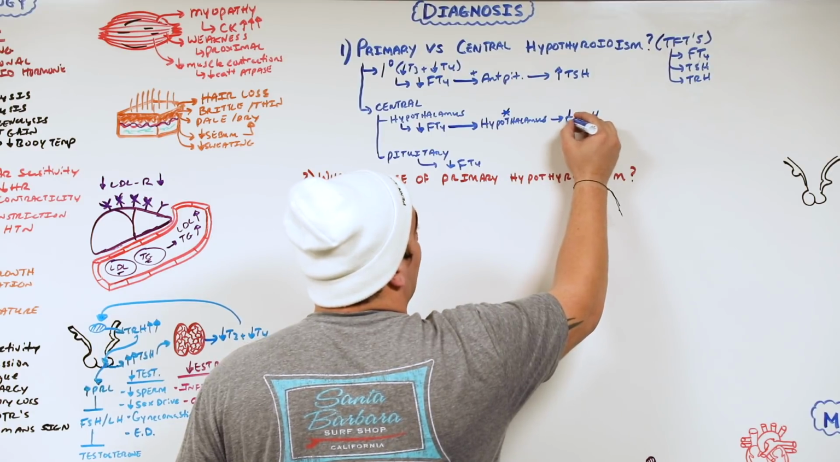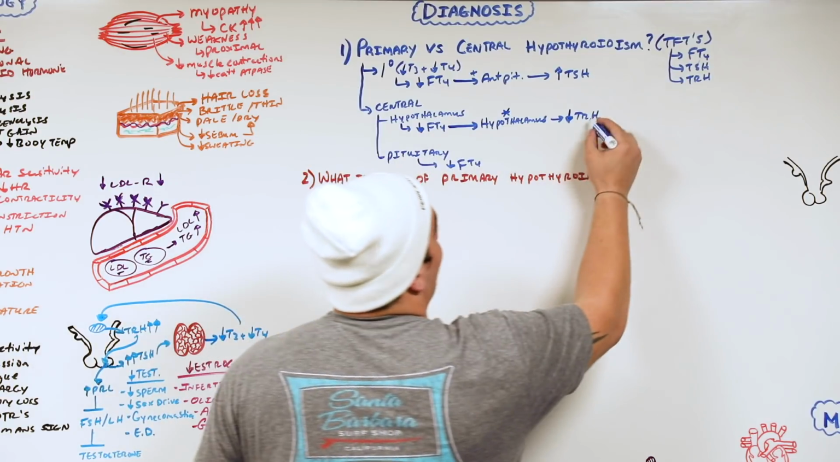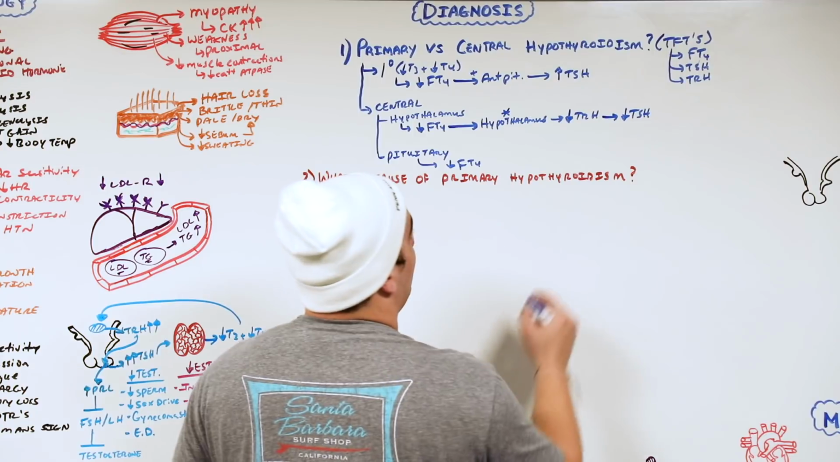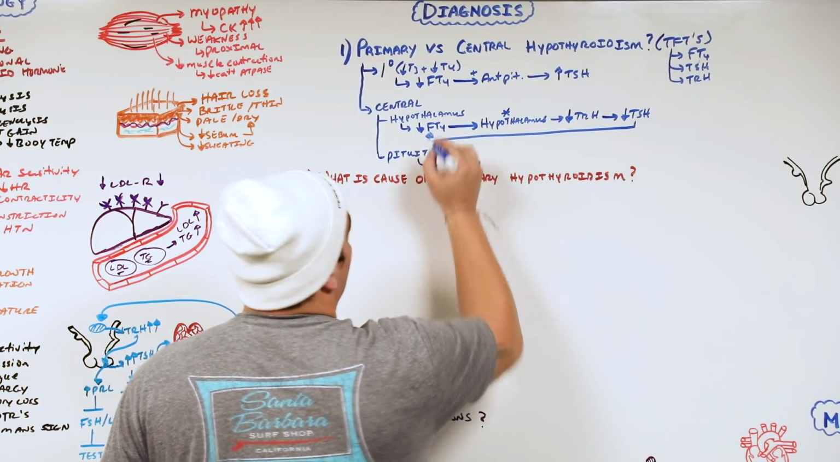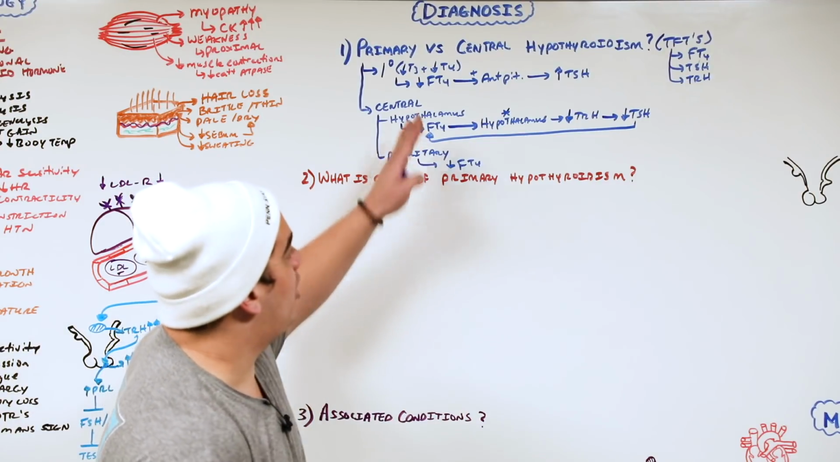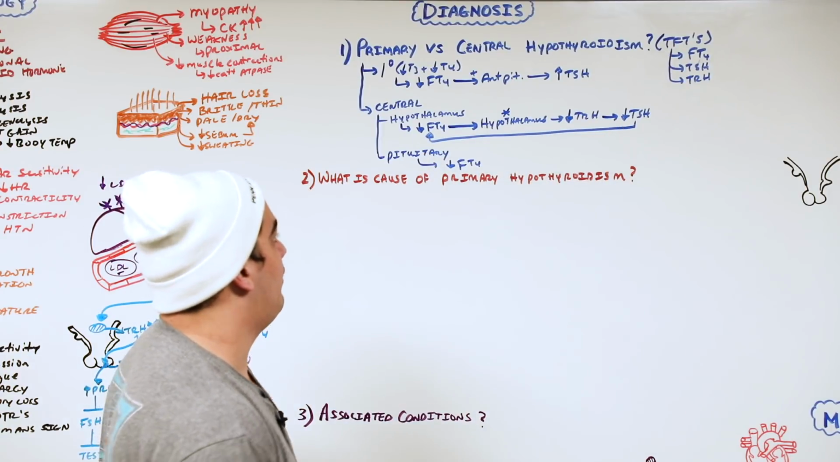So the TRH production is going to decrease. It's not going to respond to the low free T4. And as a response to that, that's going to lead to decreased TSH. And that decreased TSH is going to lead to a continuous low free T4. Okay? So that's how we would determine hypothalamus. It's low TRH, low TSH, and low free T4.